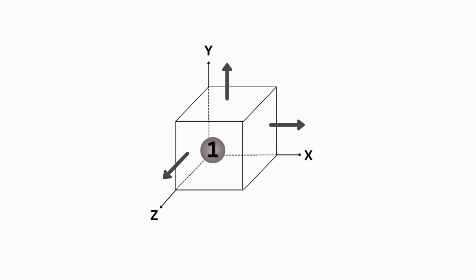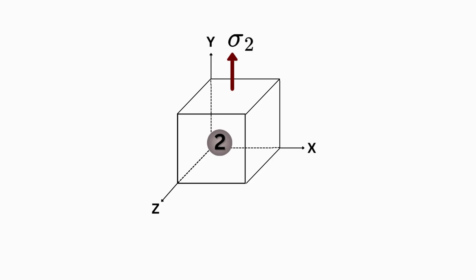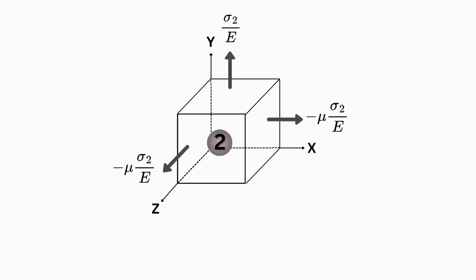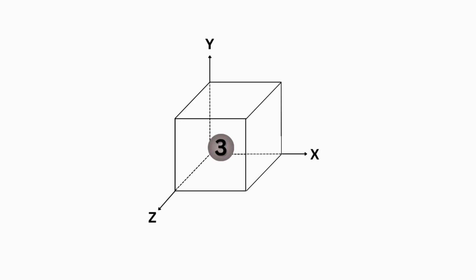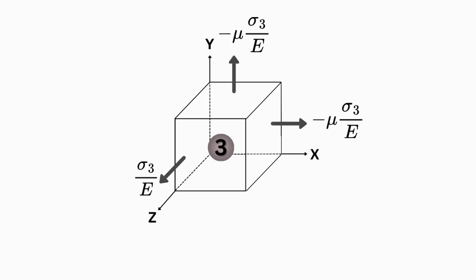The strain in the direction of x will be sigma-1 divided by E, whereas the strains in the direction of y and z will be minus mu sigma-1 divided by E. Similarly, the stress sigma-2 will produce strain sigma-2 divided by E in the direction of y, whereas the strains in the direction of x and z will be minus mu sigma-2 divided by E. Also, the stress sigma-3 will produce strain sigma-3 divided by E in the direction of z, and strain in the direction of x and y will be minus mu sigma-3 divided by E.